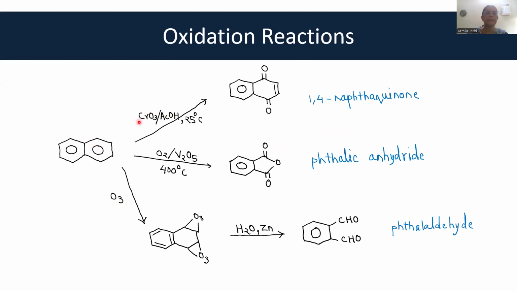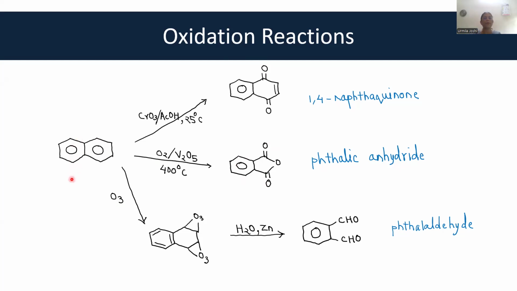When naphthalene is treated with chromium trioxide and acetic acid at 25 degrees Celsius, it gets converted to 1,4-naphthaquinone. When naphthalene is treated with oxygen in presence of vanadium pentoxide at about 400 degrees Celsius, it gets converted to phthalic anhydride.